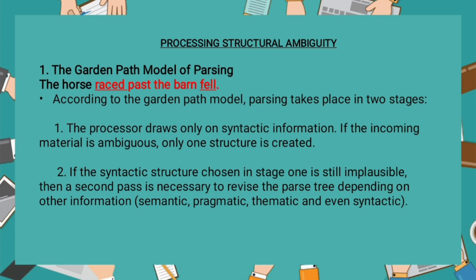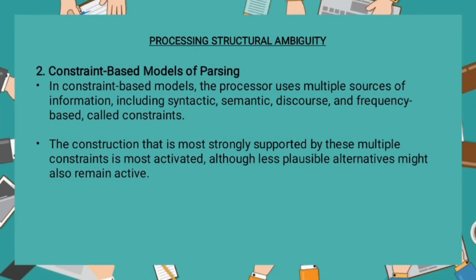According to the garden path model, parsing takes place in two stages. Number one, the processor draws only on syntactic information. If the incoming material is ambiguous, only one structure is created. Number two, if the syntactic structure chosen in stage 1 is still implausible, then a second pass is necessary to revise the parse tree depending on other information: semantic, pragmatic, and even syntactic.